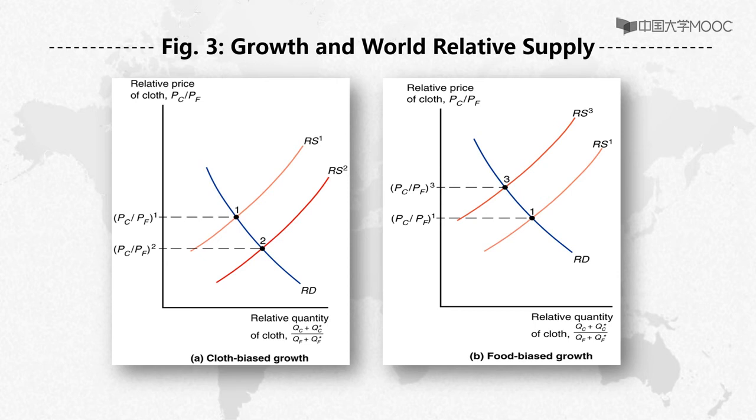Suppose the foreign country experiences growth biased toward food. The effect on the world relative supply curve and thus on the terms of trade would be similar, and more general, not just for the foreign country. Both home and foreign growth biased toward food will lead to the world relative supply curve shifting from RS1 to RS3, and the relative price of crops rises from PC/PF1 to PC/PF3.